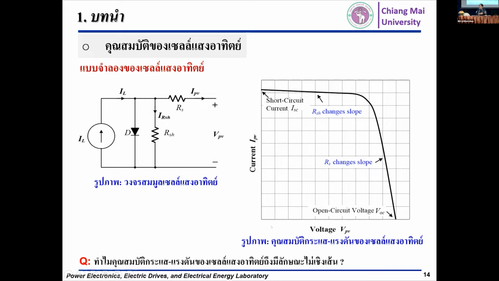How about the power at this point? Of course, the power is 0. No power is produced. This means that the solar cell is a current source. It can be short circuited at the terminals of the solar cell. That's a current source, one characteristic of the solar cell.